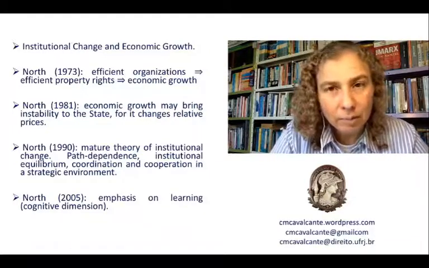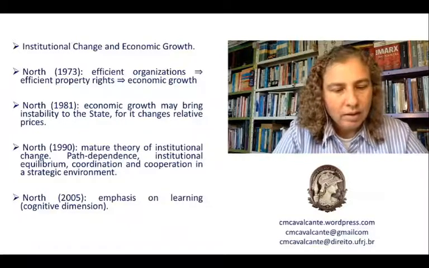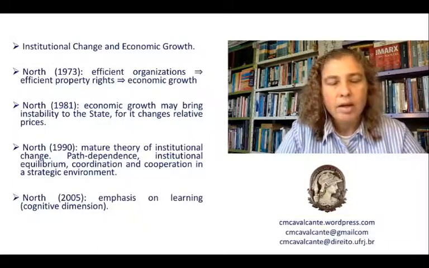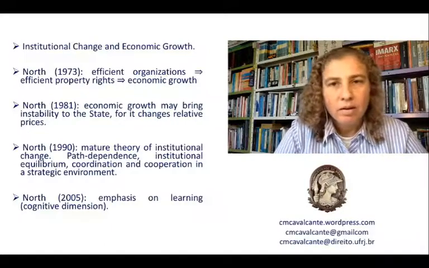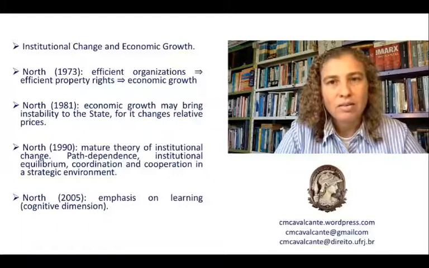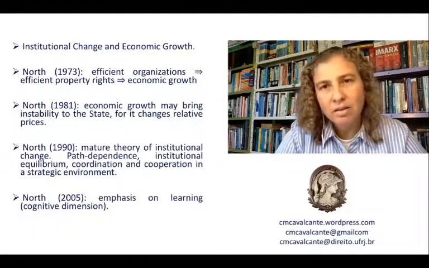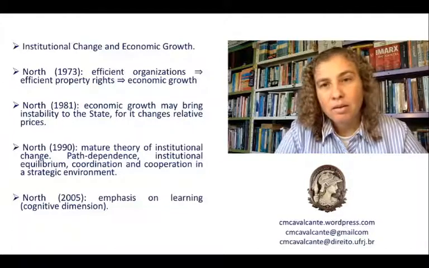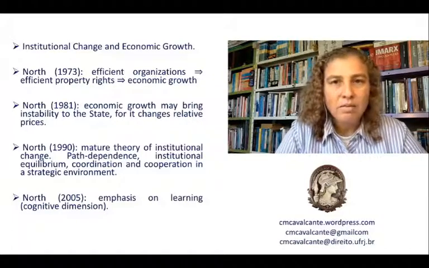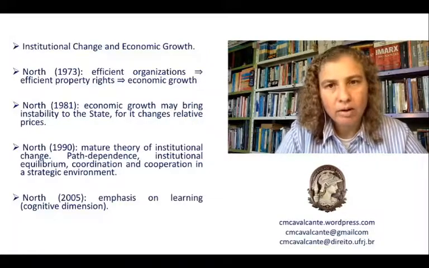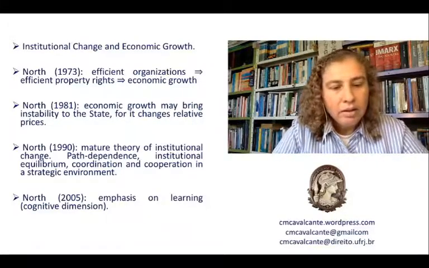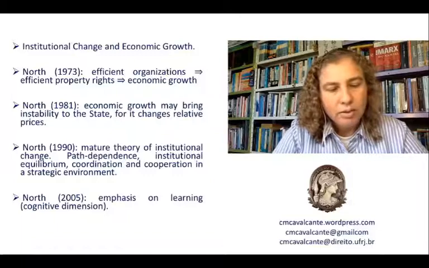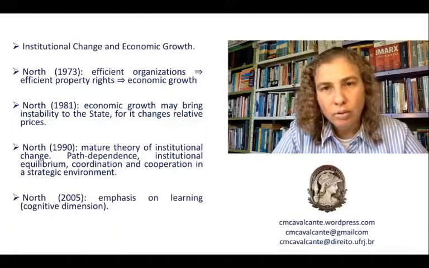The 1990 book is the most complete collection of Douglas North's theories and conceptions. He puts all the pieces together. Of course, Douglas North does not stop thinking about institutions or modifying his theory of economic institutions, but this 1990 book puts all the pieces together and gives a complete framework of Douglas North's thought. Here we find the most mature theory of institutional change. Important concepts to this theory are path dependence and institutional equilibrium.